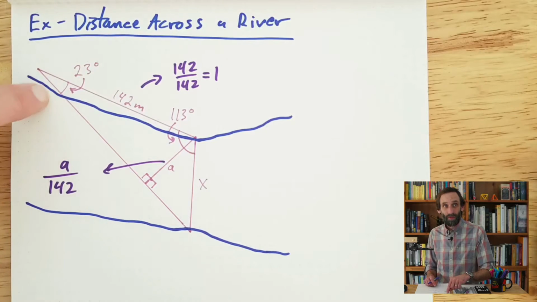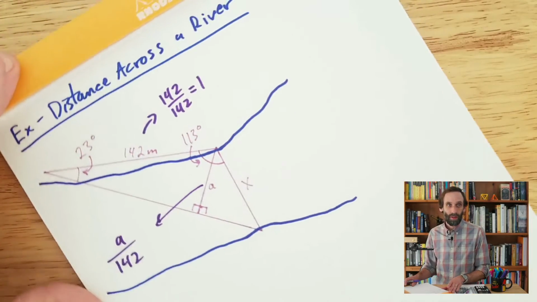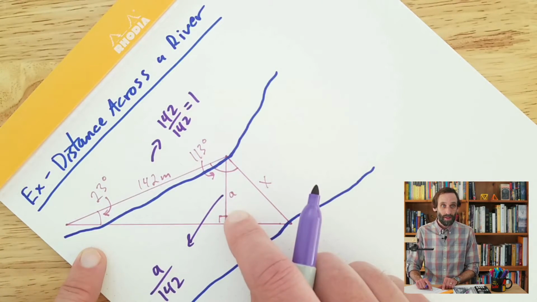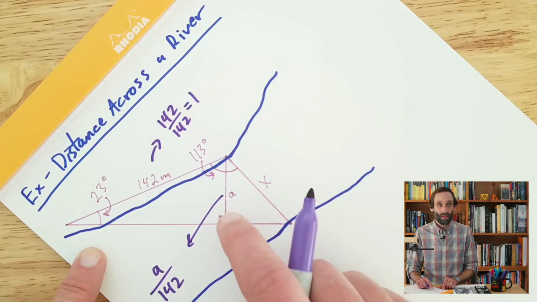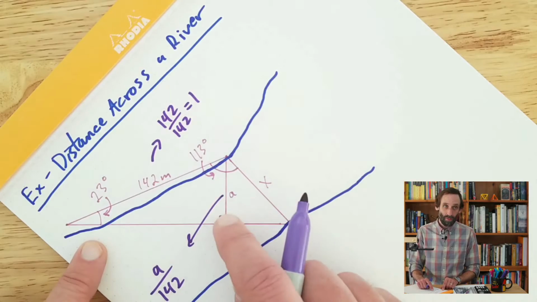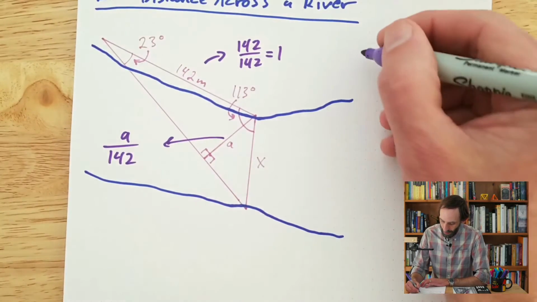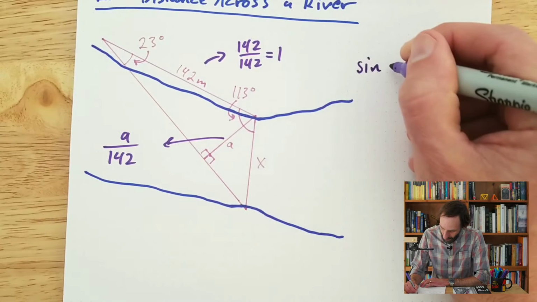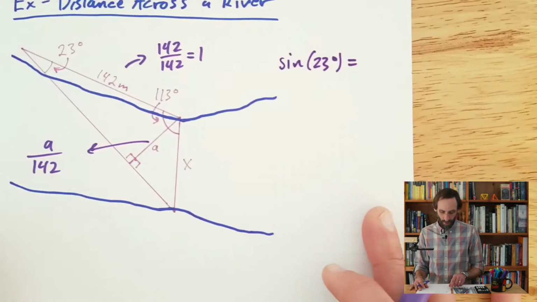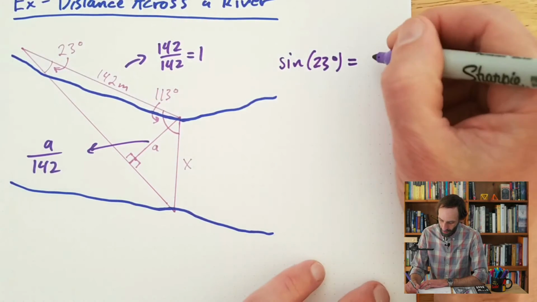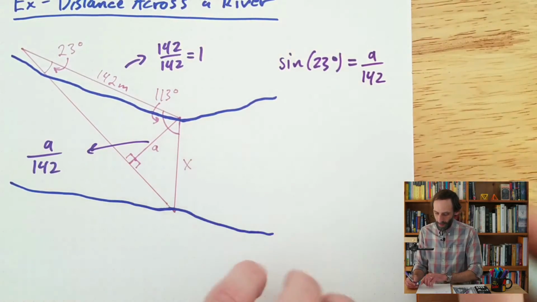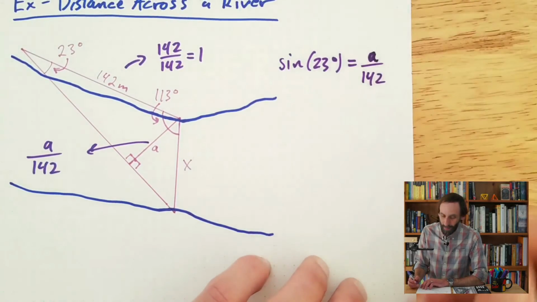And from the perspective of this angle, you can always rotate your paper if it makes it easier, this is the rise, meaning this is the value of the sine. And so what does that tell us? The sine of 23 is the rise. So let's write that over here. Sine of 23 degrees is equal to a over 142. That looks kind of like a 9, that should be an A.